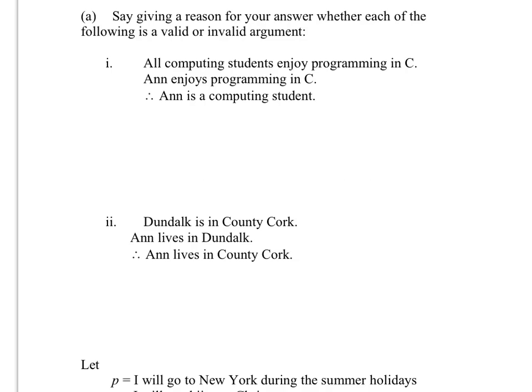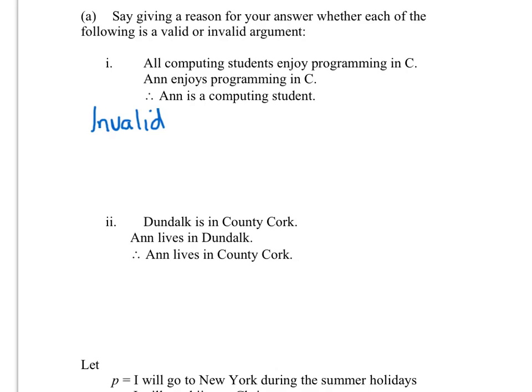Let's look at a typical logic problem. Part A. Say, giving a reason for your answer, whether each of the following is a valid or invalid argument. Part 1. Here you're given two propositions. The first one is, all computing students enjoy programming in C. The second proposition, Anne enjoys programming in C. And what you're asked to do is say whether the conclusion, therefore Anne is a computing student, forms a valid or an invalid argument. This argument turns out to be invalid.